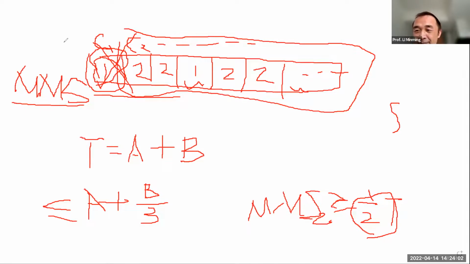Now up to now, it's okay. Do you agree that player 1 will take at most A plus B over 3, and the total value is A plus B? Okay, so that's what we have.